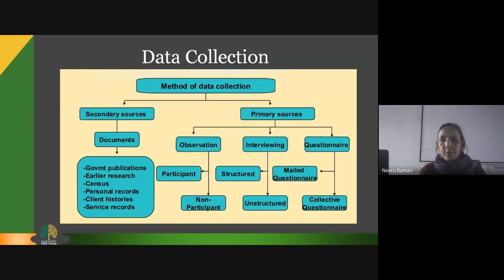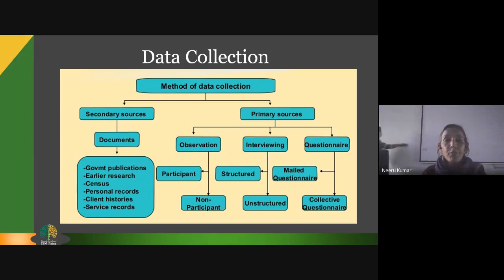Another class of communicative English, and in today's class we are going to discuss data collection. We all know, or we have studied in the previous classes, that whenever we talk about report writing or proposal writing, it requires information, it requires data to be collected. And when we talk about the collection of data, the data is collected from different sources.